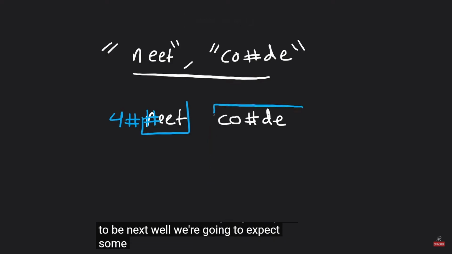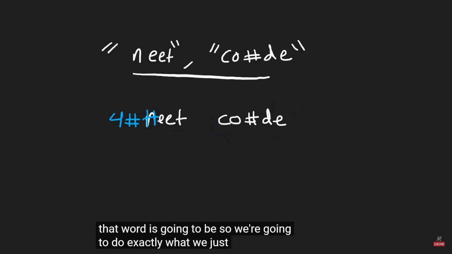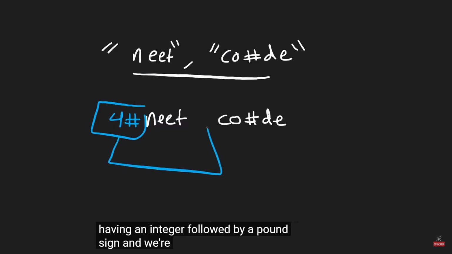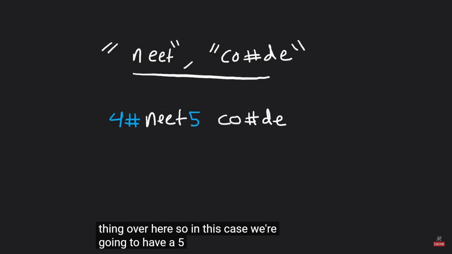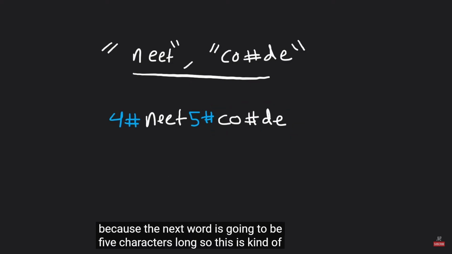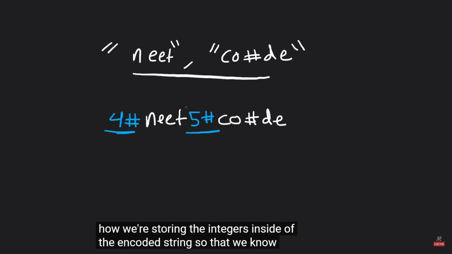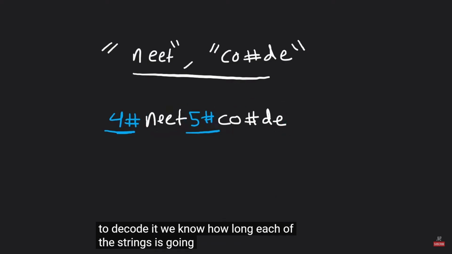And then once we read those 4 characters, what are we going to expect to be next? Well, we're going to expect some word, but we want to know how long that word is going to be. So we're going to do exactly what we just did over here, having an integer followed by a pound sign. In this case, we're going to have a 5 and a pound sign because the next word is going to be 5 characters long. So this is kind of how we're storing the integers inside of the encoded string so that we know how to decode it. We know how long each of the strings is going to be.